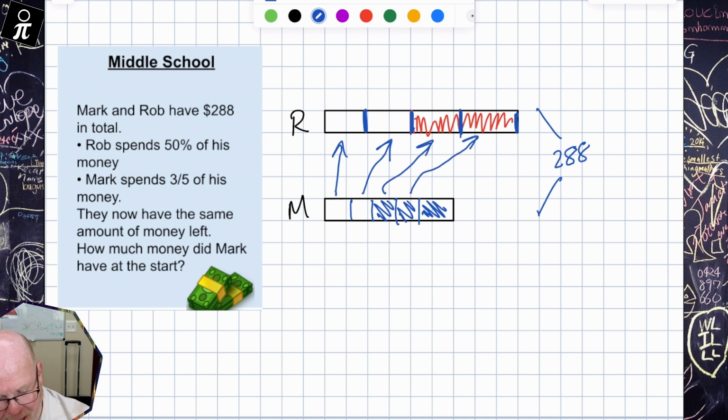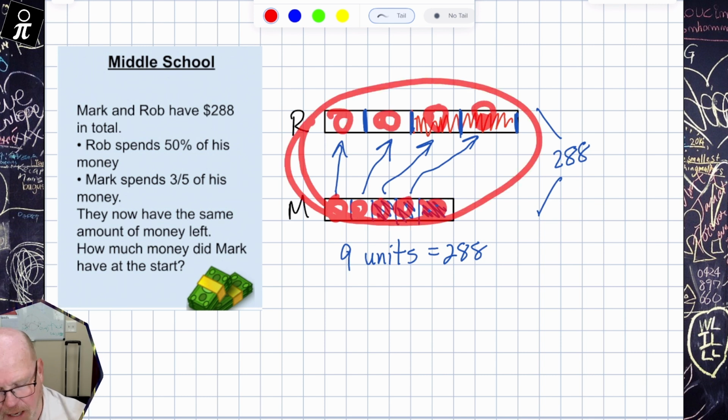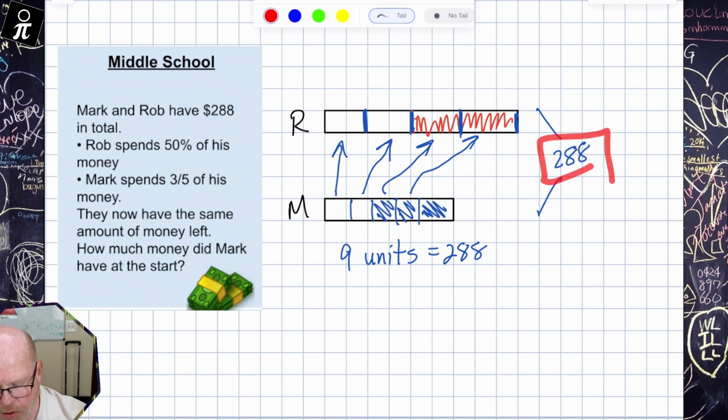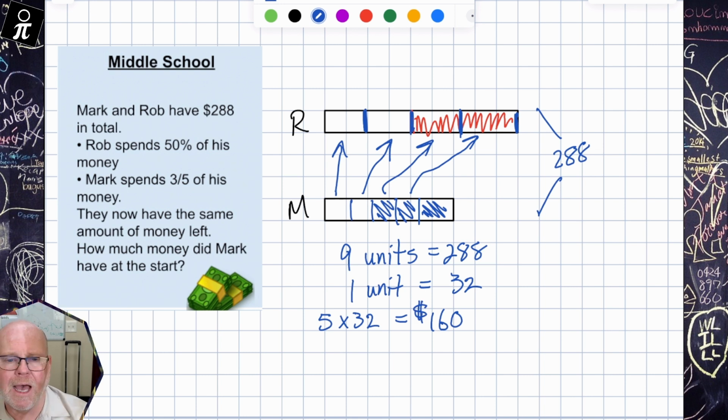We end up seeing that 9 units is equal to the 288. We could see 1, 2, 3, 4, 5, 6, 7, 8, 9. These 9 units are equal to the $288 they had at the start. That means 1 unit, doing a little bit of division, is equal to 32. And if the question is how much money did Mark have at the start, that means 5 times 32, because Mark had 5 units. That's 150, 160. So Mark had $160 at the start.